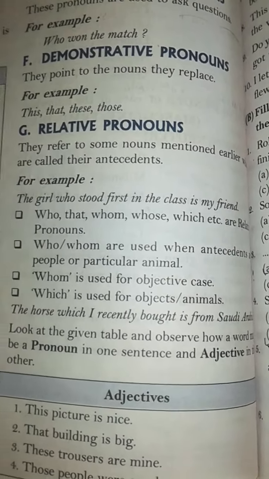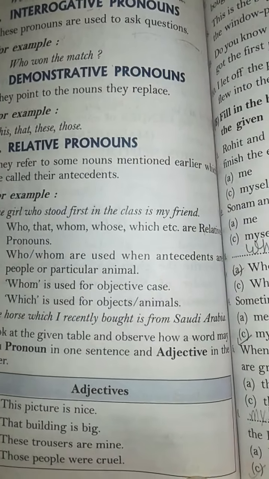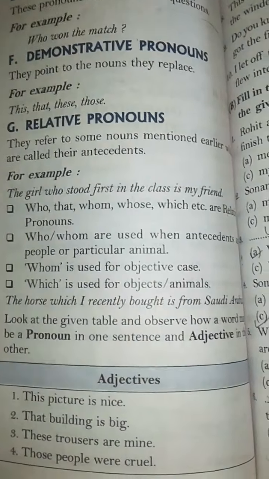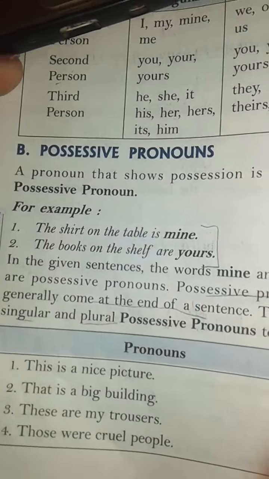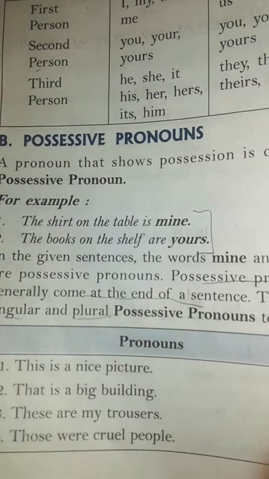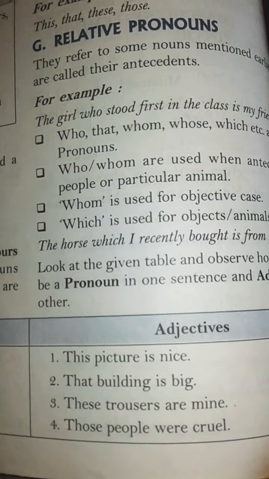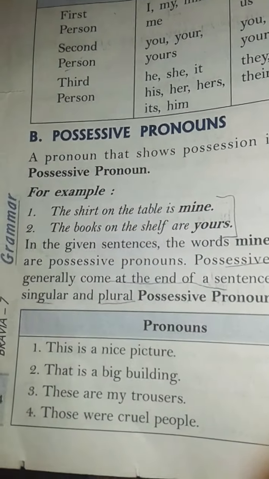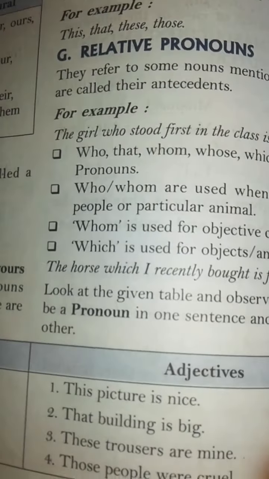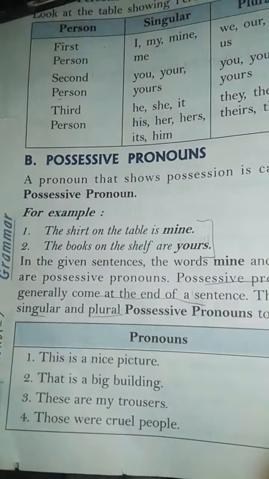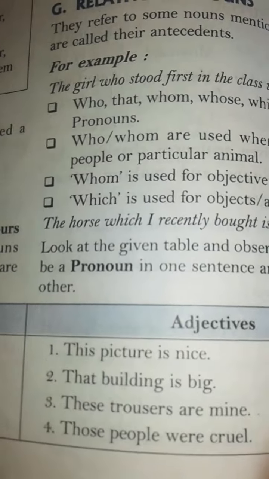Look at the given table and observe how a word may be a pronoun in one sentence and an adjective in another. So these are pronouns and these are adjectives. Firstly, look at pronouns. This is a nice picture. And when we look at the adjective, it is like this: this picture is nice. In the same way, these other examples: that is a big building. That building is big. These are my trousers. These trousers are mine.